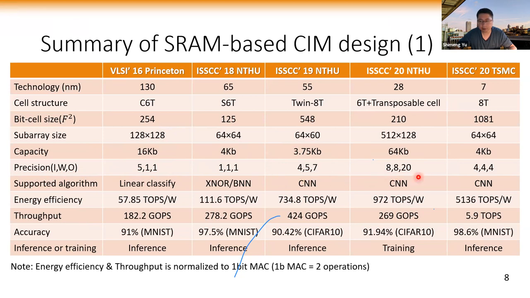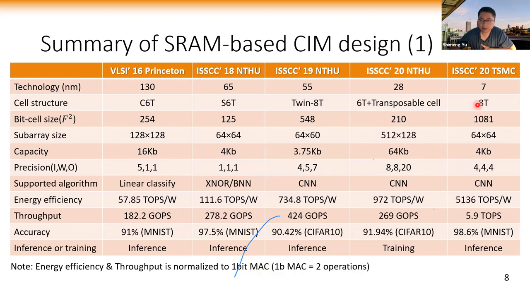So the general trend is to support multi-bit input, multi-bit output. And some of them demonstrated algorithms, like the convolutional neural network. And this is the reported energy efficiency. Here I have to clarify that this efficiency is normalized to 1 bit by 1 bit MAC operation. This is because different implementations may use different precision, so we have to be fair and normalize everyone to 1 bit by 1 bit.